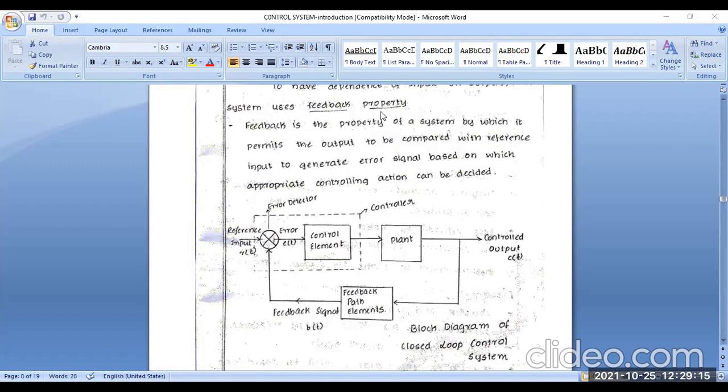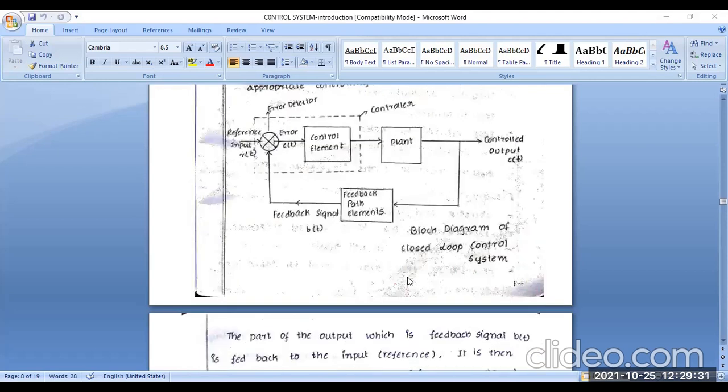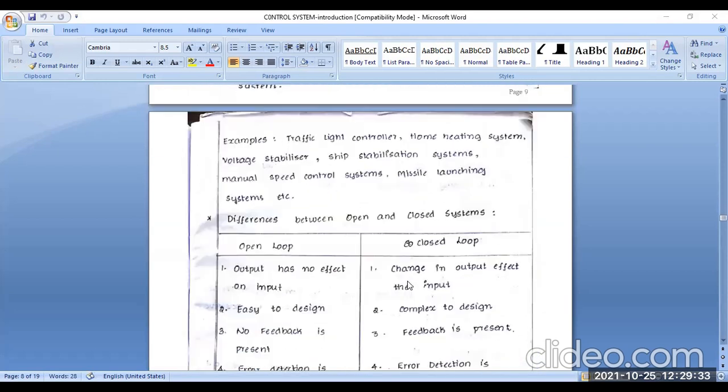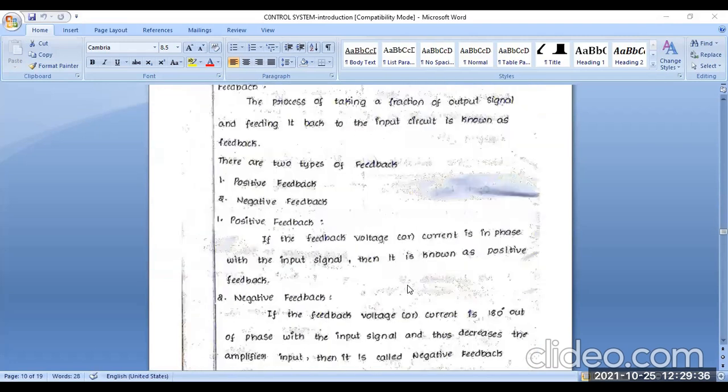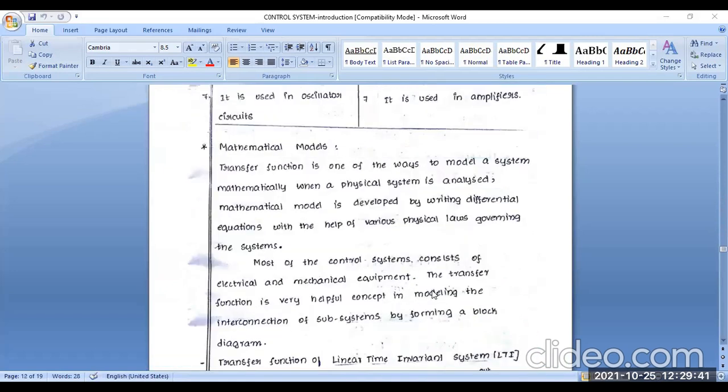According to this given block diagram, we have to design the transfer function first. In this transfer function, we use different types of blocks, different types of loops, different types of set points, something like that, input variable, output variable, according to the given format. This transfer function is a mathematical expression of the desired input signals, and you implement these functions according to the physical system analyzed, and the mathematical model is developed by writing differential equations with the help of the various physical laws governing the system.